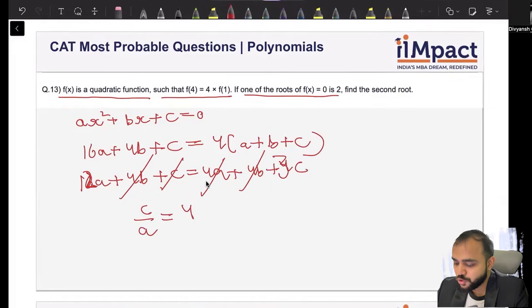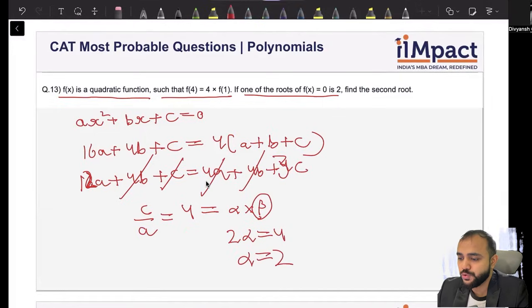C by a is going to be what? The product of the roots, which is alpha into beta. Beta I am given is 2. So 2 alpha is equal to 4, or alpha is equal to 2. So the second root is going to be 2.